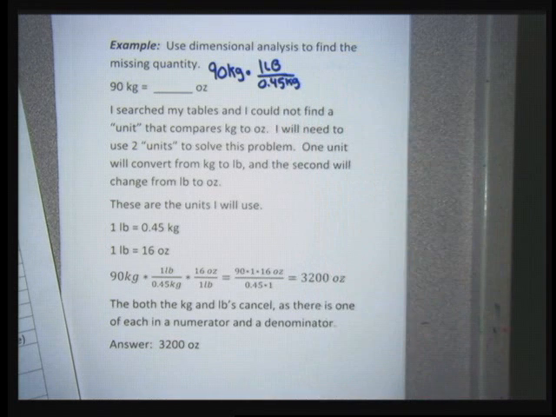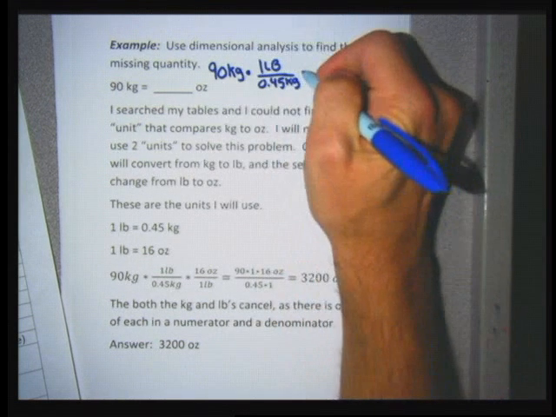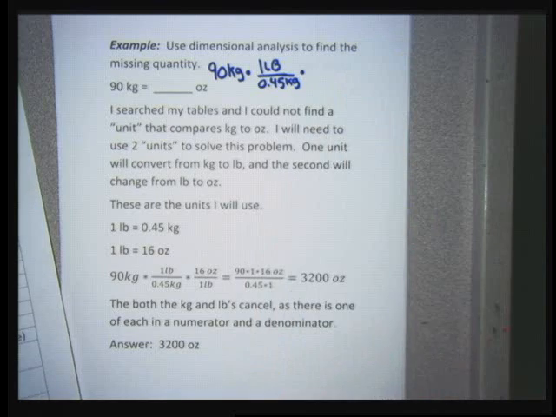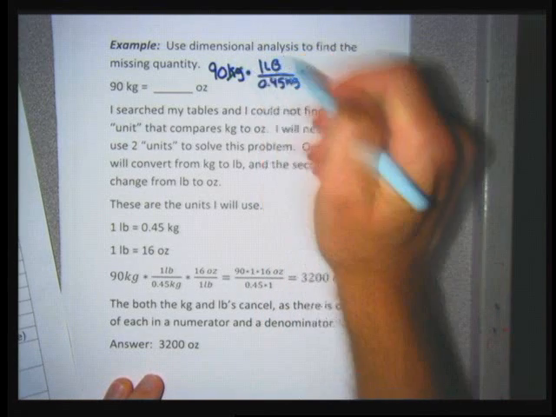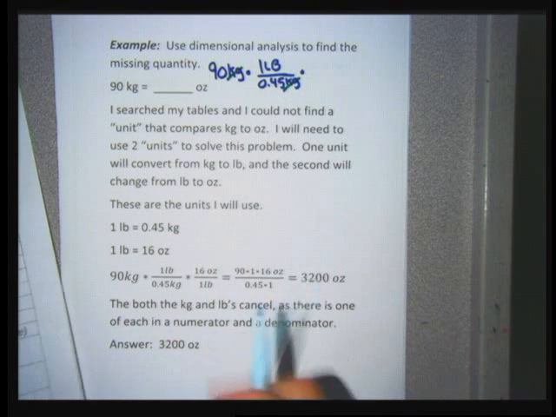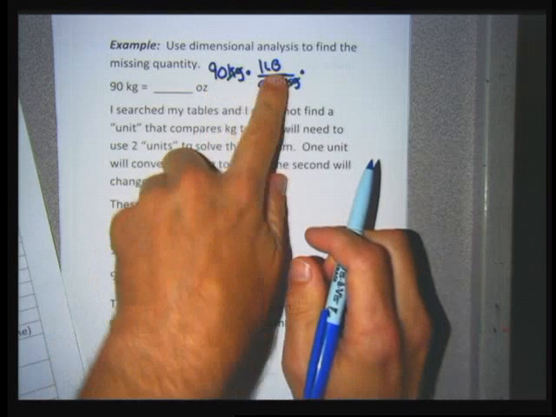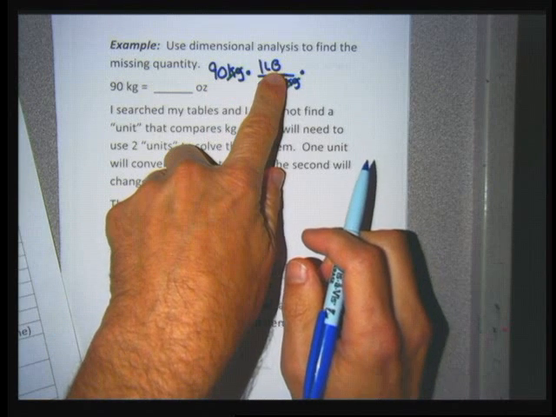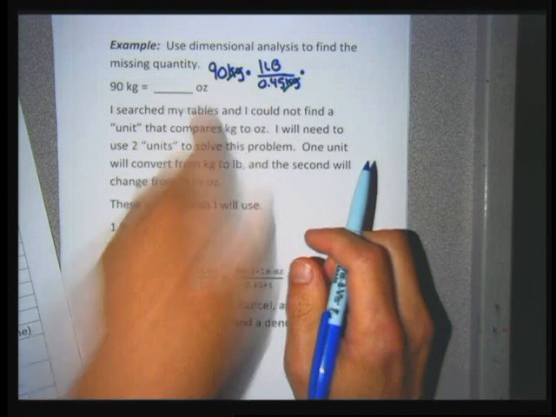Just doing that would change the problem directly into kilograms. In fact, let me just do that. I'm going to go further. Just doing that would cancel out the kilograms, and that will leave me with pounds. That's not good enough because I want to end up with ounces. So just doing this, my units now are pounds, and I want to change from pounds to ounces.